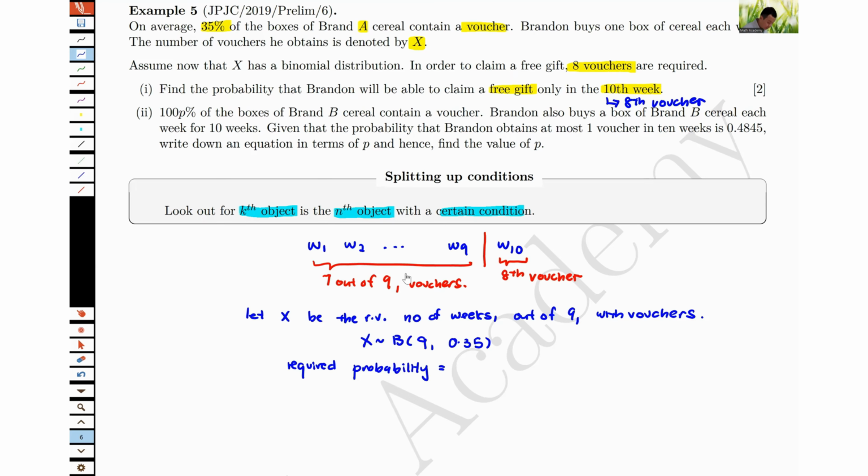We deal with that 7 out of 9 first, which means you want probability x to be 7, multiplied by your 10th week. So your 10th week probability is 0.35. Okay, the 10th week you must also handle. This is for the 10th week. In the 10th week you must get that voucher also. Okay, this will be on the GC, your binomial PDF.